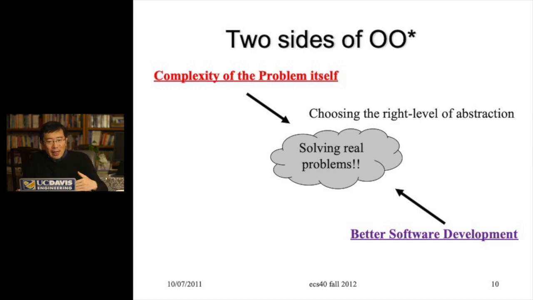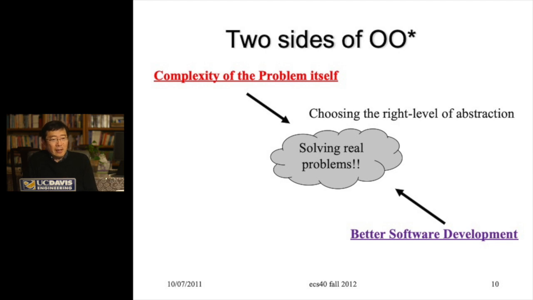And putting these two together is basically what I call deciding the level of data abstraction. Because if you have the right data abstraction, you represent the problem closest to the real problem. But then once you have that abstraction, you can do better software development based on that abstraction. So this is a common ground for us to really build and solve the real problem.